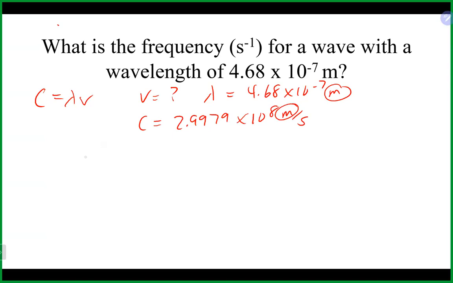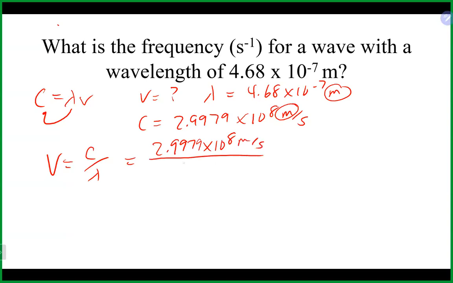Okay. We're going to solve for the frequency by dividing the wavelength over. So the frequency would be C divided by the wavelength. Putting in our numbers, 2.9979 times 10 to the 8 meters per second divided by 4.68 times 10 to the minus 7 meters. Once again, the meters will cancel. You definitely want to make sure that you are using your exponent button like we've talked about many times. And we'll put that in.